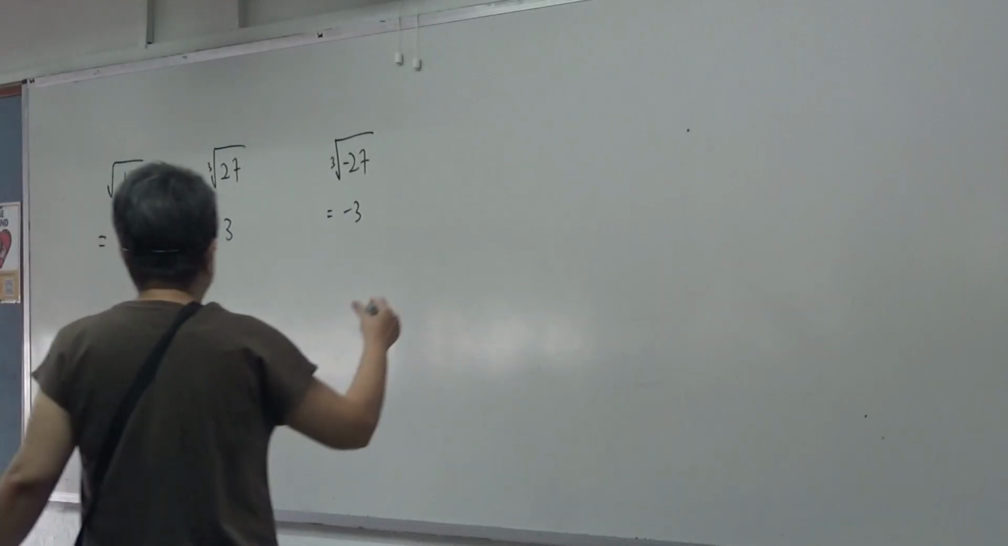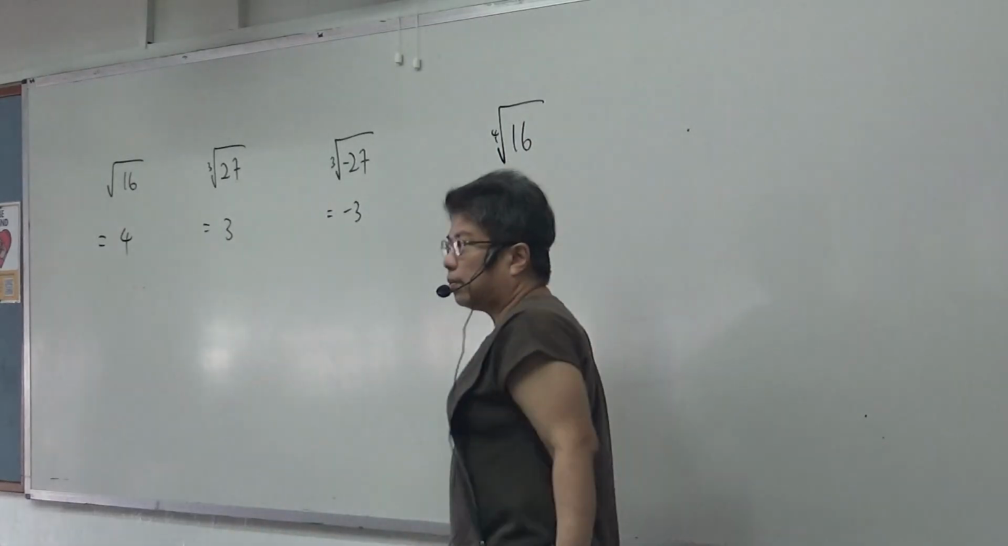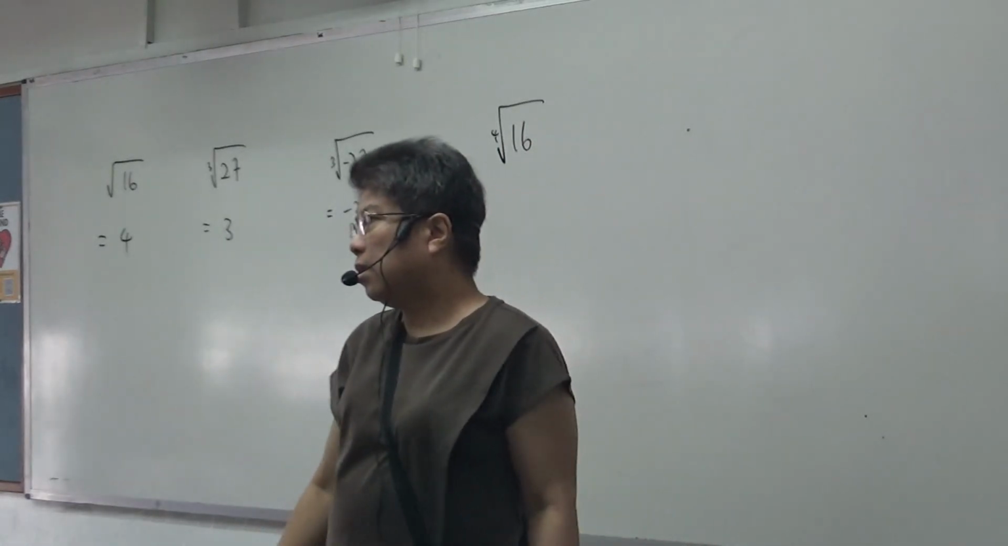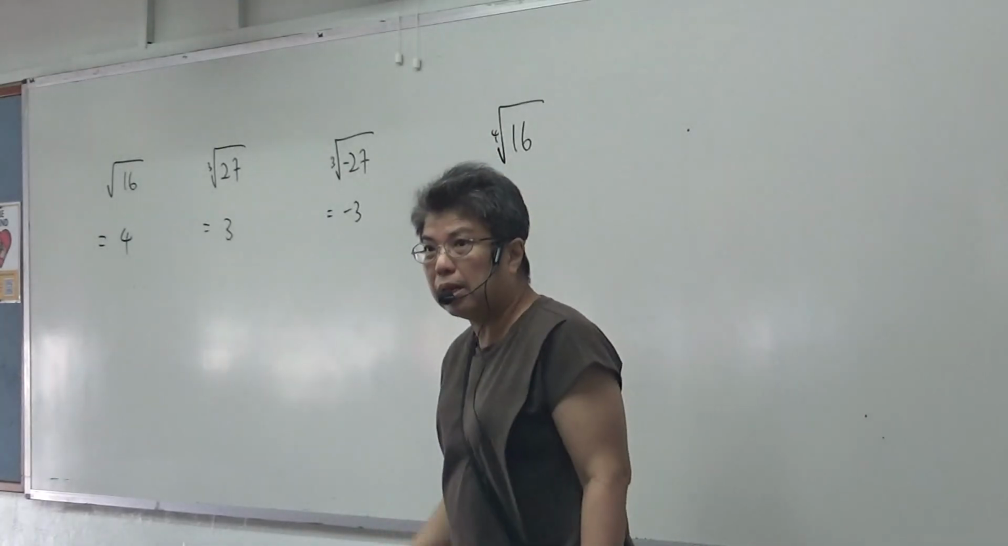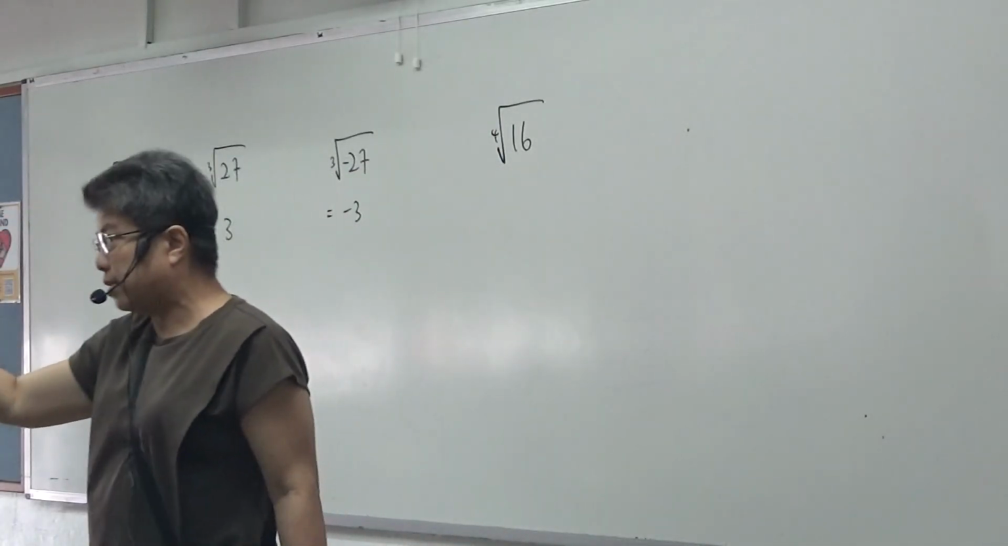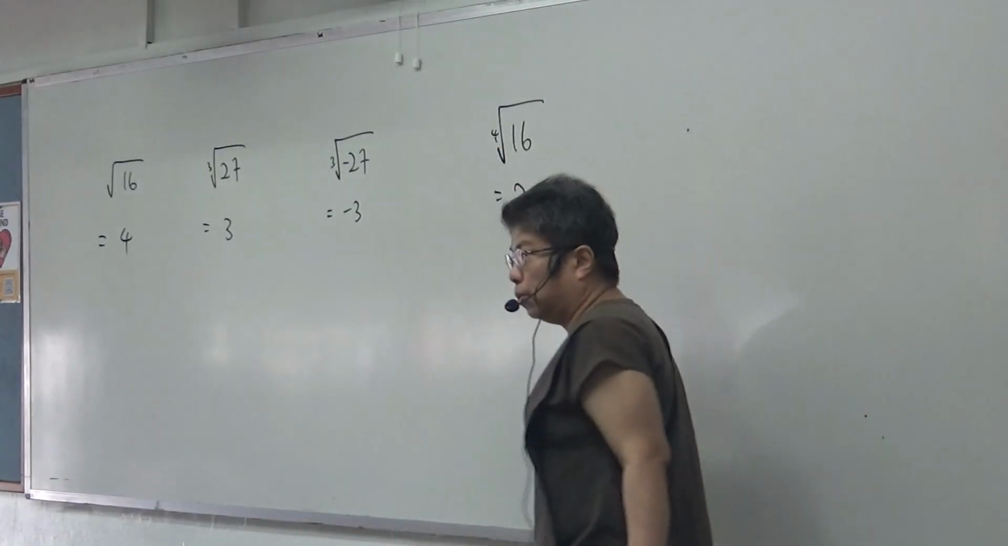Okay, for example, what's the meaning of this? 16 taken to the fourth root. That means every 4 times we take out once. So the fourth root of 16 is actually 2.